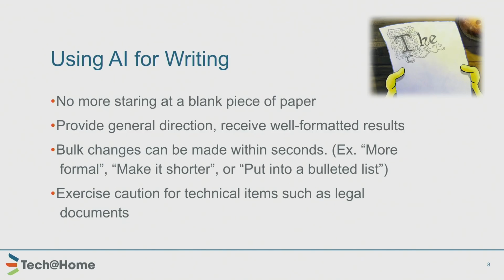So if you say, oh, I want that to be more formal, please make this a little shorter, put it in a bulleted list, it can revise that entire document almost immediately. I would exercise caution for more technical documents, things like a legal paper, or anything that would be more of an expertise level request, at least at this time until AI generally develops a little stronger.